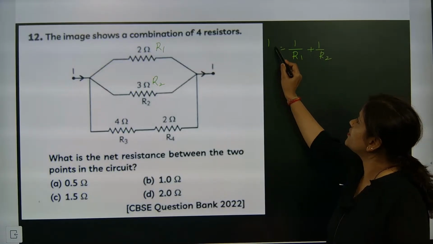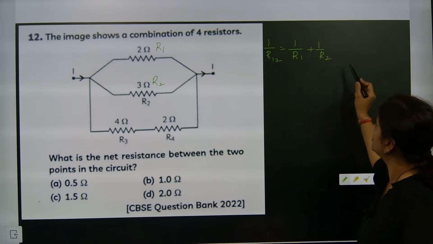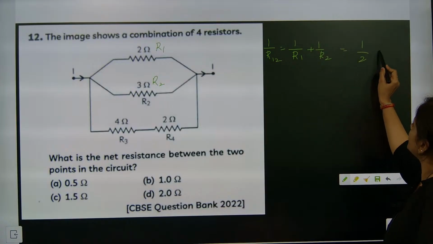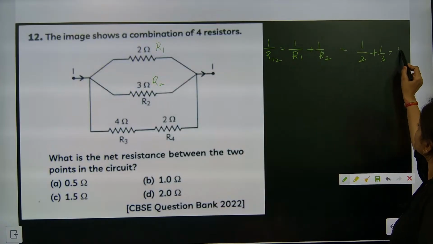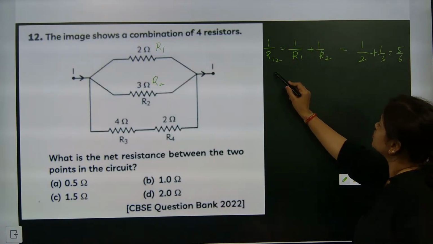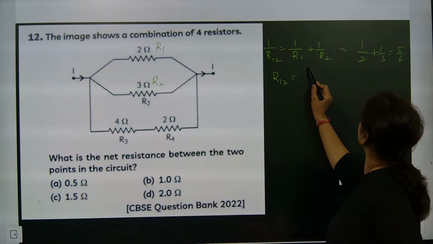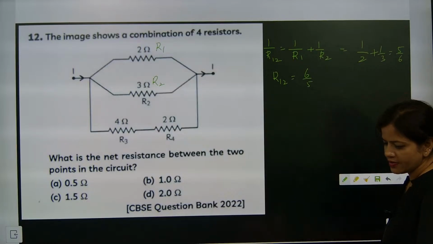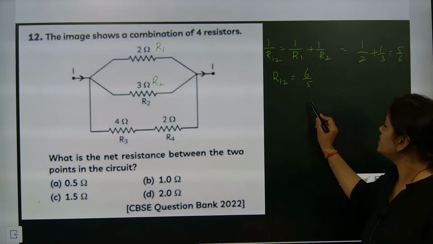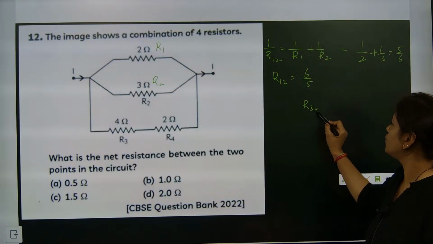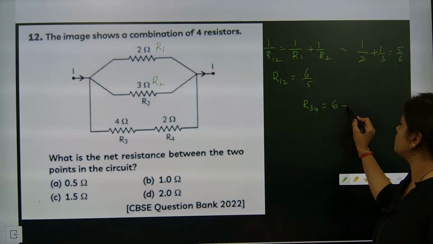This is equivalent resistance R12. Okay, this is the best way. 1 by 2 plus 1 by 3 is 5 by 6, so R12 will become 6 by 5. After that, R3,4 is equal to 6 ohm.